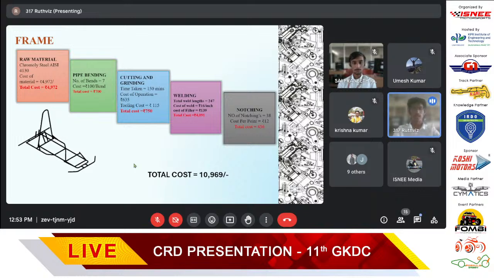Next is notching. Notching is done on a lathe machine using a coping bed. The total number of notchings is 38. The cost per notching is 12 rupees, so the total cost would be 456 rupees. So the overall cost for this frame and body is around 10,900 rupees. Next comes the steering system.